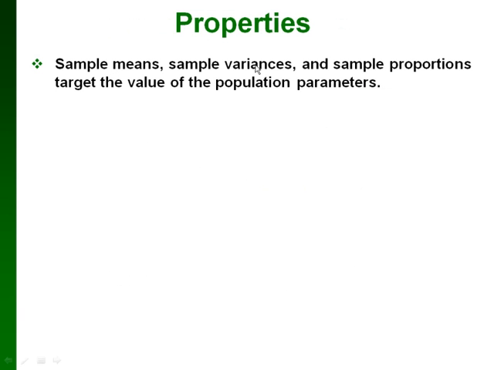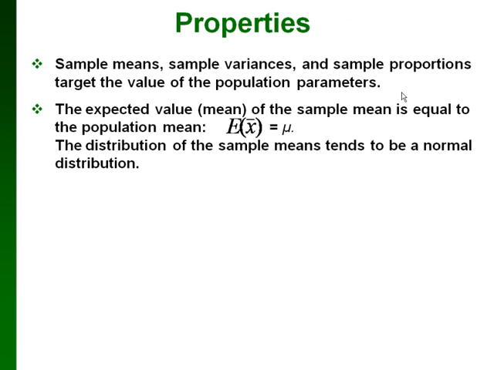or a probability histogram, or sometimes just by a formula. So again, sample means, sample variances, and sample proportions target the values of our population parameters. Now remember when we talked about probability distributions, we discussed how to find the expected value for a probability distribution. So notice here we have the expected value of x bar, in other words, the mean of the sample means.